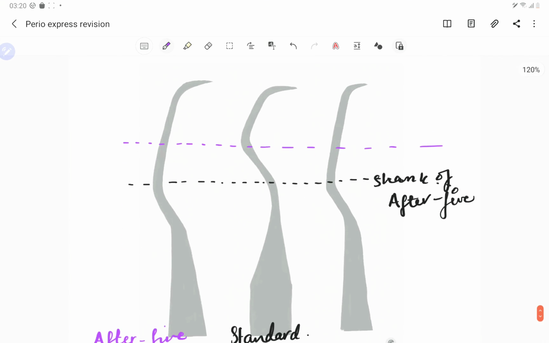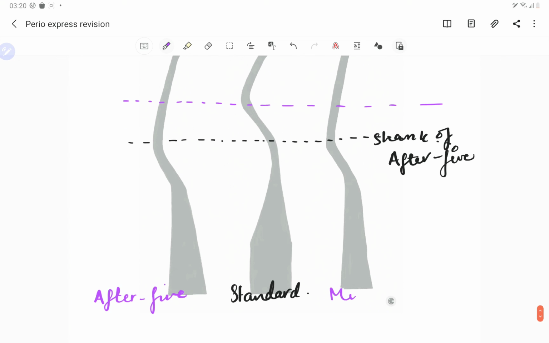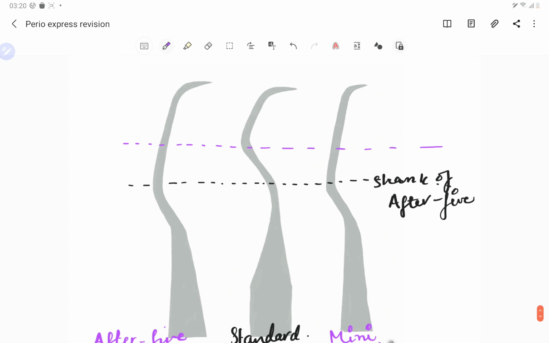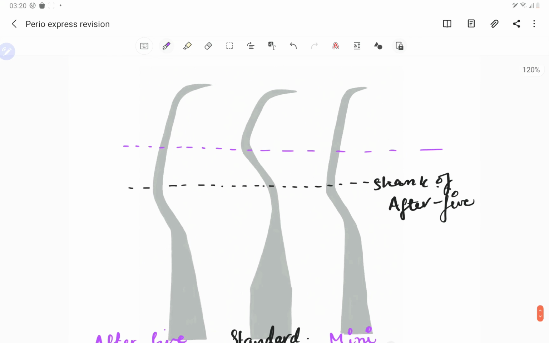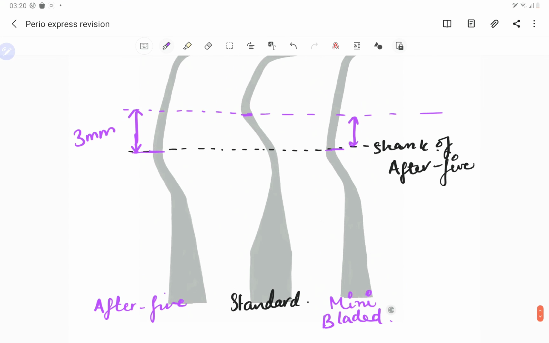And here we have mini bladed. Now if you can see here, the shank of mini bladed and the shank of after 5 is elongated 3 millimeters more than the normal or the standard one. So the standard one shank is here, but now we can see that the after 5 and the mini blade have got the elongated shank. So basically this mini blade shank is elongated 3 millimeters to the standard curette, and also similar to after 5.